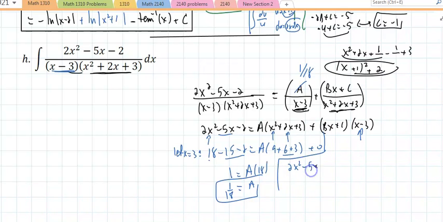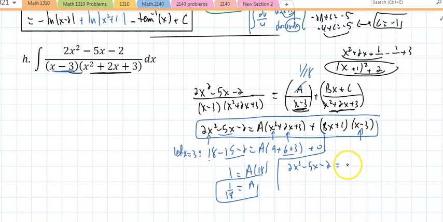2x squared minus 5x minus 2 equals 1 over 18 times, actually, right there, I already cleared the fractions, equals 1 over 18 x squared plus 2 over 18, which is 1 over 9, x, plus 3 over 18, that's 1 over 6.